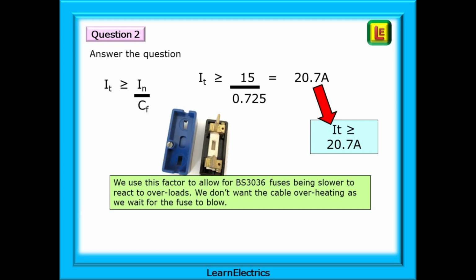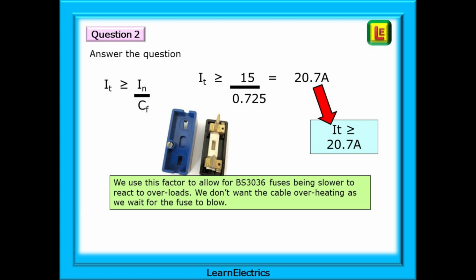BS3036 are semi-enclosed, rewirable fuses, and their use goes back more than 60 years, but they are still out there and still being used. We use this factor to allow for BS3036 fuses being slower to react to overloads. We don't want the cable overheating as we wait for the fuse to blow. So, we need a bigger cable size to absorb the heat.